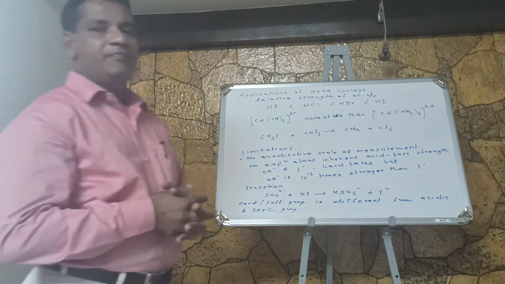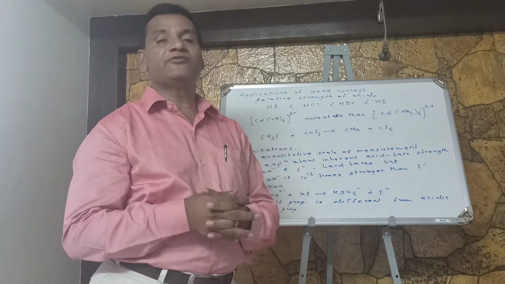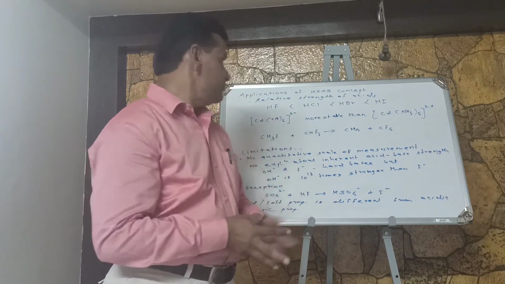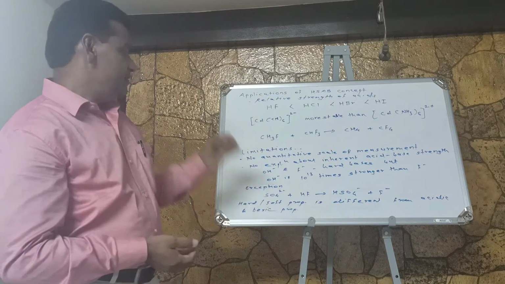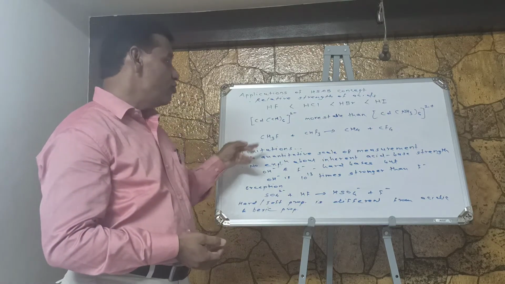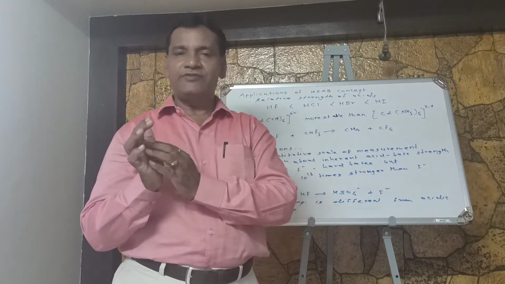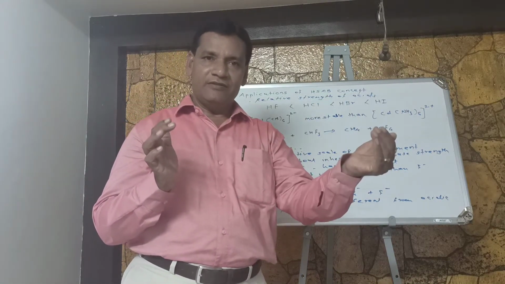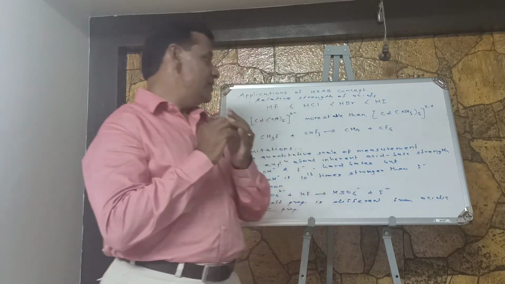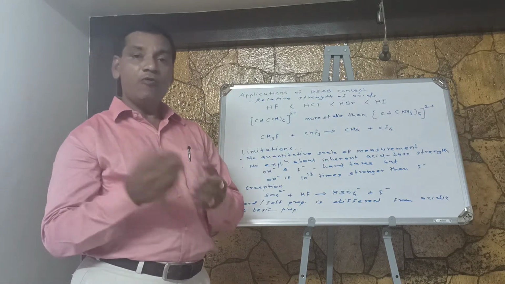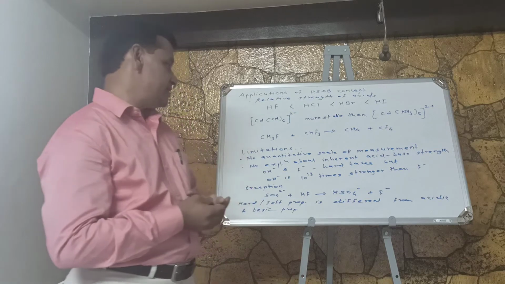Already I have told you that every concept, every theory has some limitations, some drawbacks or weaknesses. Similar to that, the HSAB concept has some limitations. What are these limitations? This concept has no quantitative scale of measurement. So one molecule is stronger than another, but by how much we can't predict. So this is one limitation of this HSAB concept.